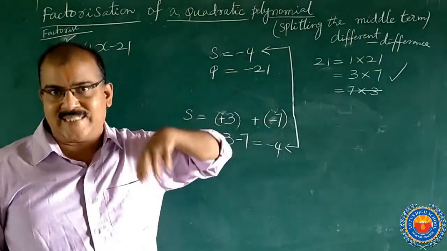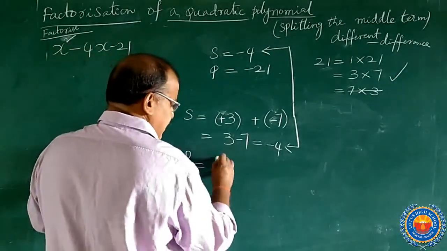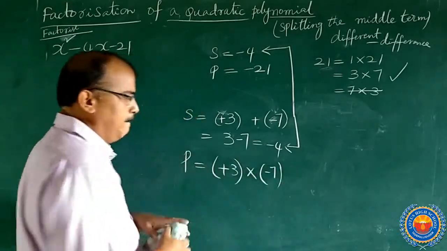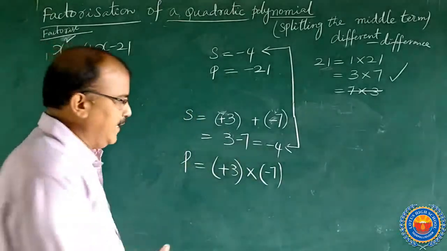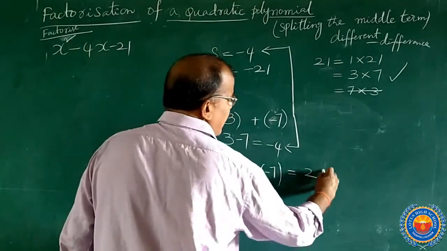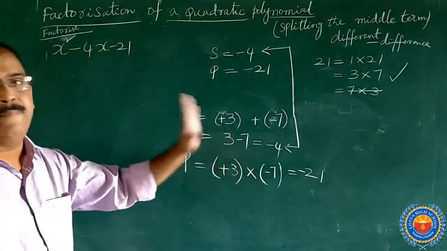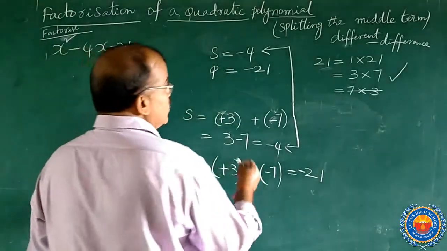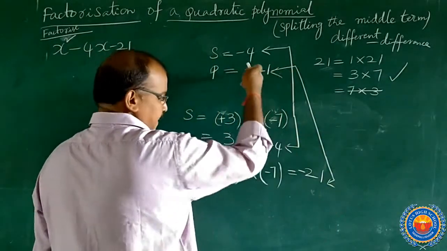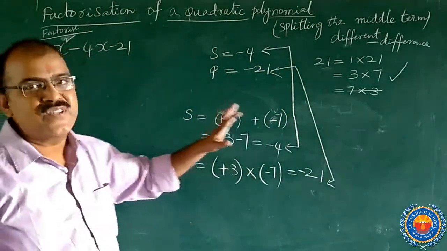Let us check the product. Is the product correct or not? So for the product, the numbers are plus 3 into minus 7. Plus 3 into minus 7 is equal to, 3 sevens are 21, plus into minus is minus. So yes, it is also okay. Now the product is good. Here also minus 21, here also minus 21.